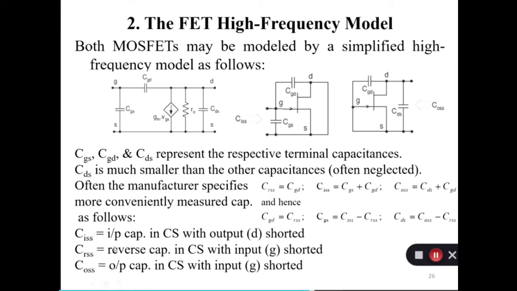CRSS says reverse capacitance in common source with input gate shorted. Short circuit the input gate and take the reverse capacitance, so you will get CRSS equals CGD, the capacitance from gate to drain. So these are the three formulas which you can derive from these circuits using the definitions. Then you can find the values of CGD, CGS and CDS using these formulas. In the data sheet or in the assessment, I will give you these values, and then you have to find your capacitors using these formulas.